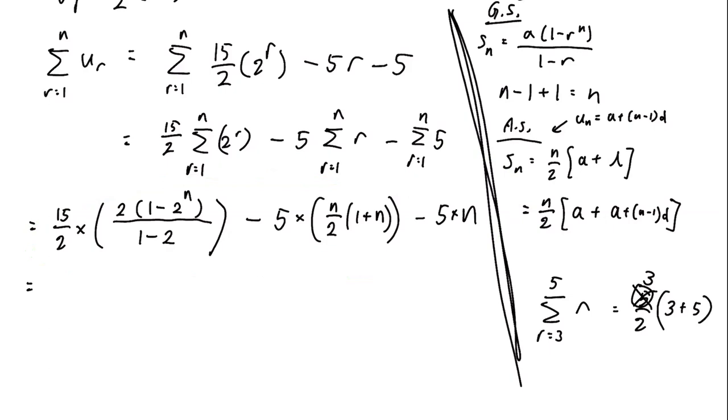Okay, and that's how you get the expression here. Then now we just have to simplify. 1 minus 2 is negative 1. 2 and 2 cancel off. You're left with negative 15 in front, multiplied by 1 minus 2 power n. Maybe you can simplify a bit more. Minus bring in, then you get 15 multiplied by 2 power n minus 1.